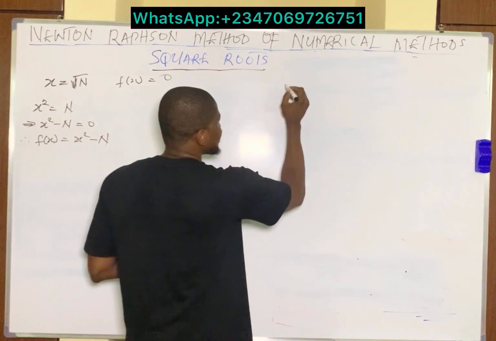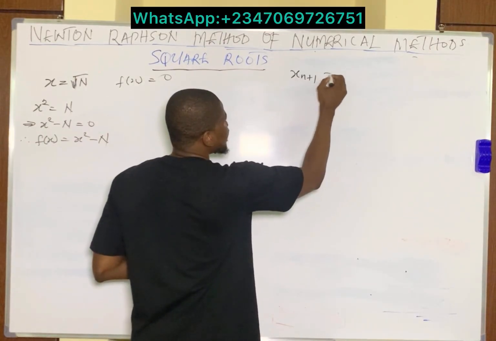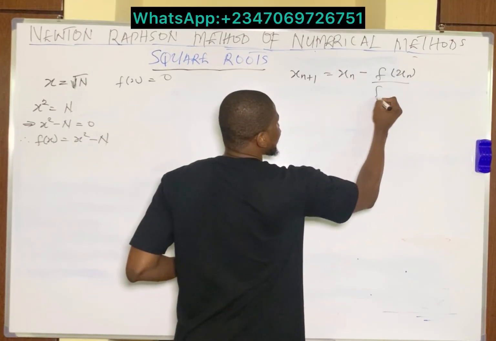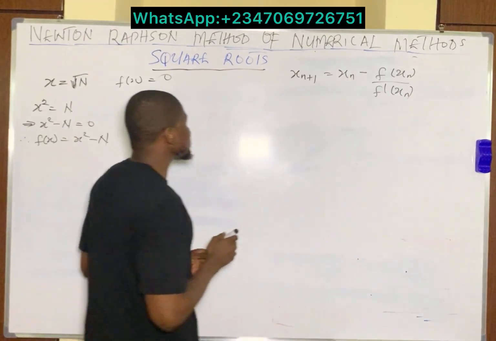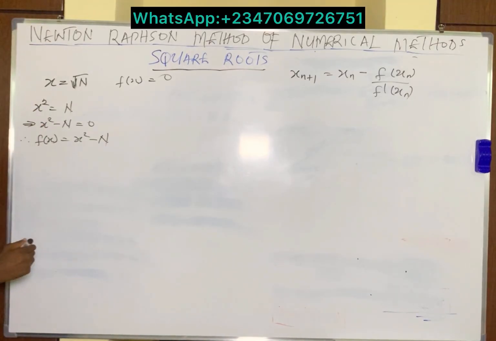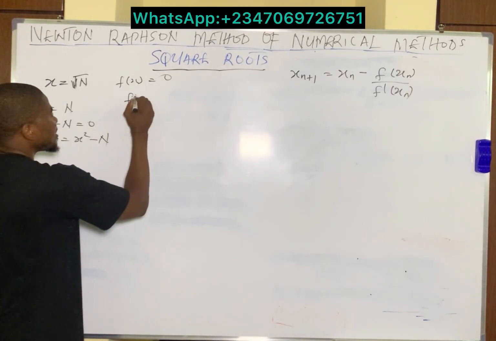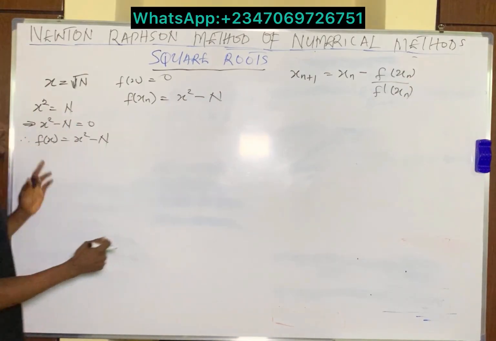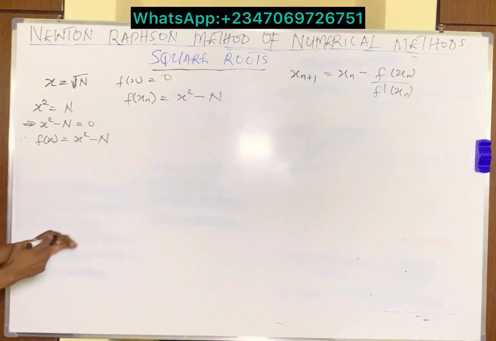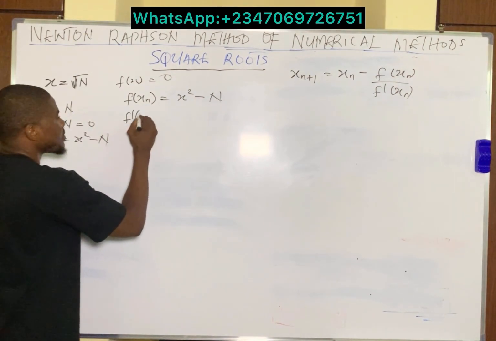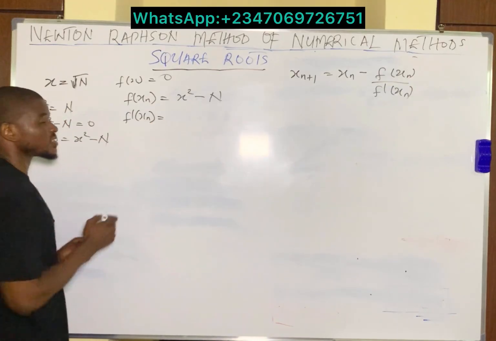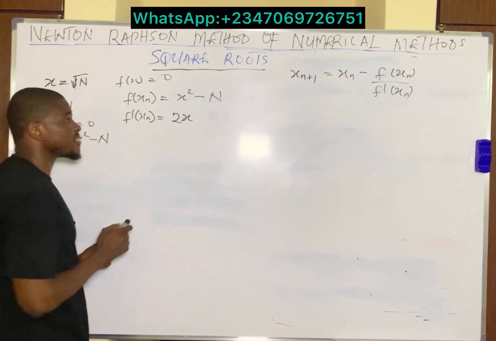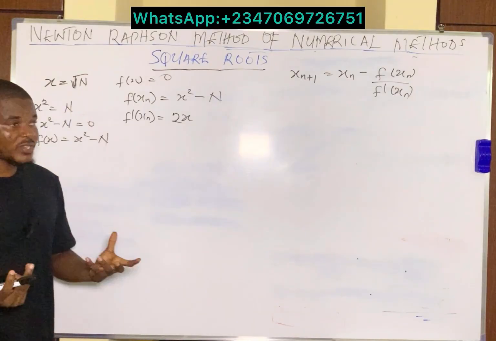Now, you remember your formula. The Newton-Raphson's method simply states x n plus 1 equals x n minus f of x n all over f prime of x n. So looking at this equation we've obtained now, we have found our f of x n to be equal to x squared minus n. Simply this becomes now the given function. So we need to now find f prime of x n, which means we need to differentiate this. And if we do that, we are going to have 2x. And since n is a number, the derivative of n simply becomes 0.